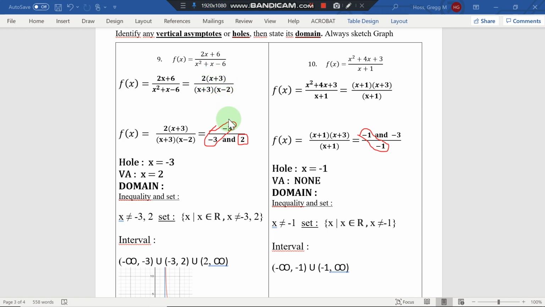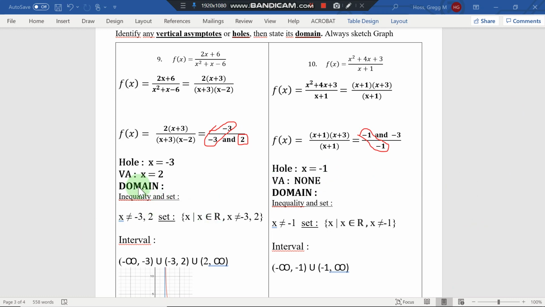The zero of the numerator is negative 3. The zeros of the denominator are negative 3 and 2. So we have a match at negative 3, which makes both the numerator and denominator equal 0. There will be a hole there at x equals negative 3. Our remaining 0 in the denominator is our vertical asymptote at x equals 2.